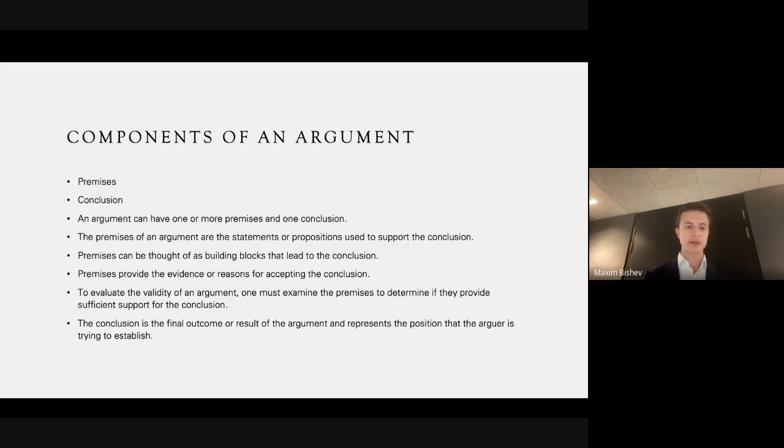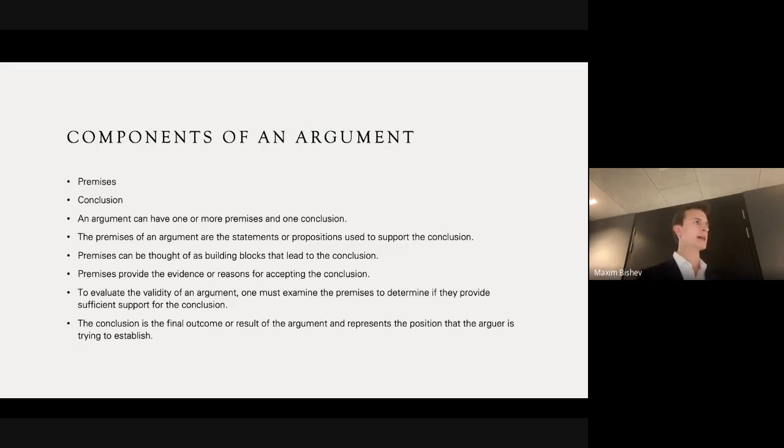Now, there are 2 aspects of an argument, validity and truth, and you'll see that on the next slide. These are the 2 aspects that make an argument valid. To examine validity, you see if the premises actually give reasons for the conclusion to be believed. So if we're looking at the validity of the argument, all men are mortal, Socrates is a man, Socrates is mortal.